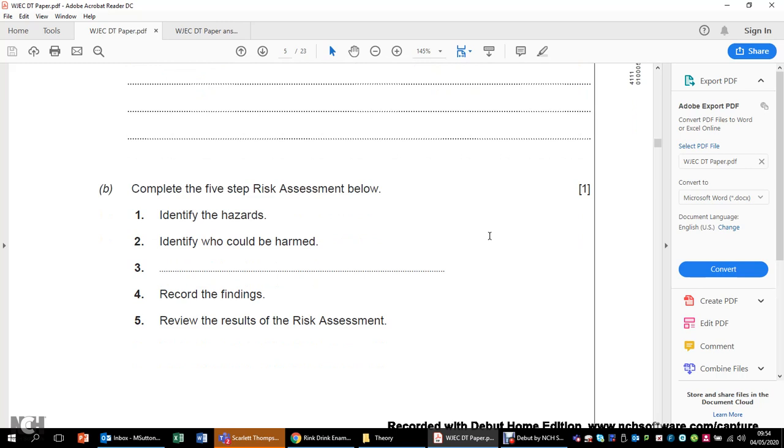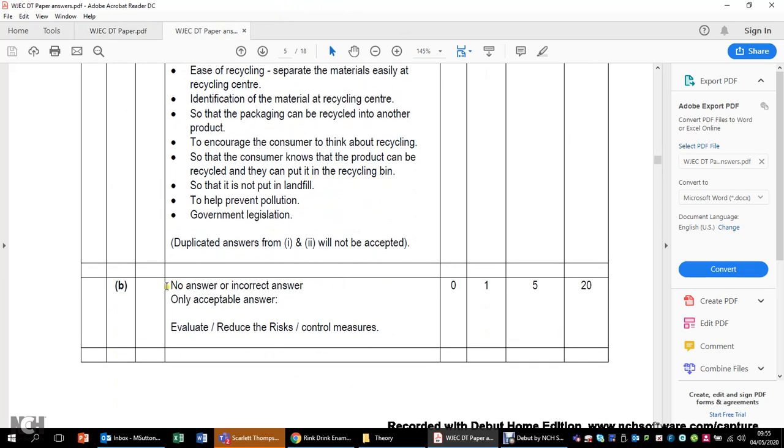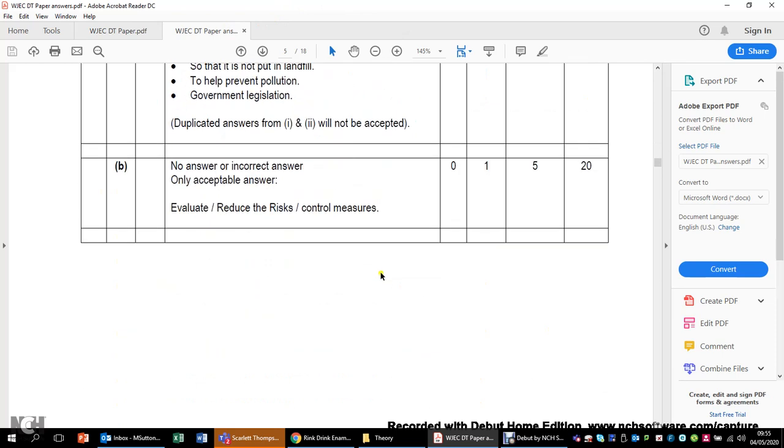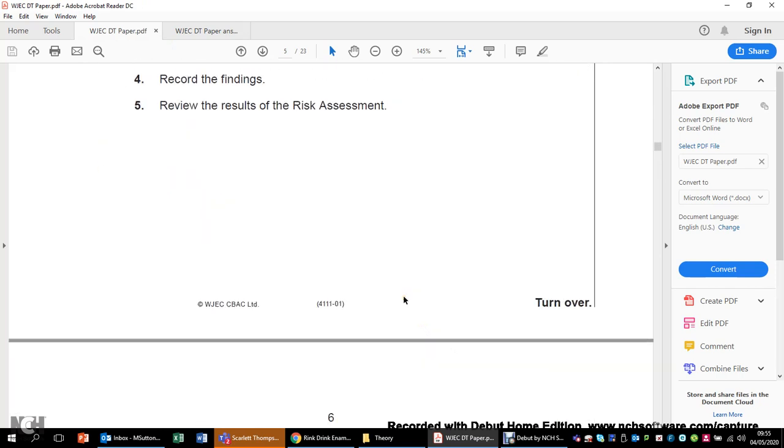Complete the 5-step risk assessment below. It's got identify the hazards, identify who could be harmed, and it's got the third one, then record the findings and review the results of the risk assessment. I have to say, this one slipped in, and I did think about getting rid of it because it's not something we've covered, but it's an extra. It's only 1 point. This particular one, if you look at it, evaluate, reduce the risks, control the measures. It's just 1 point on there. So it's not a biggie, nice and straightforward and simple.